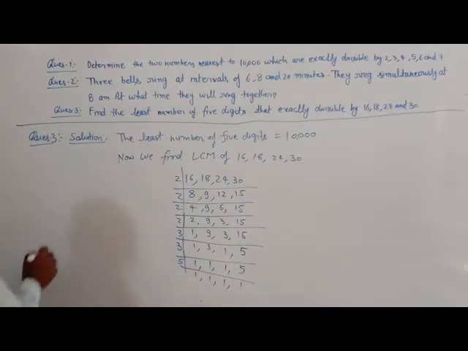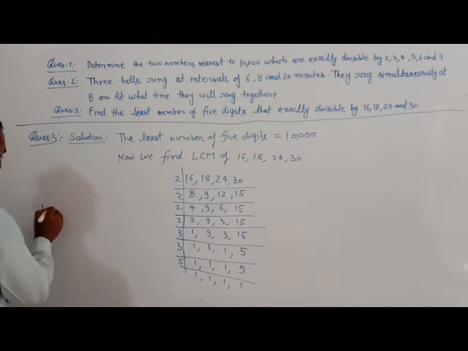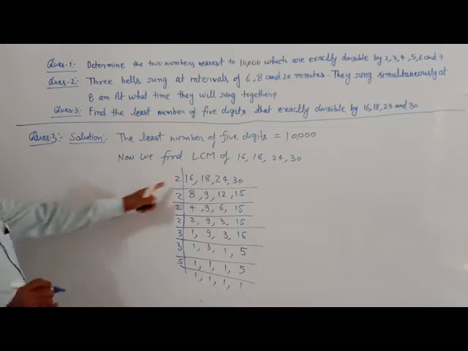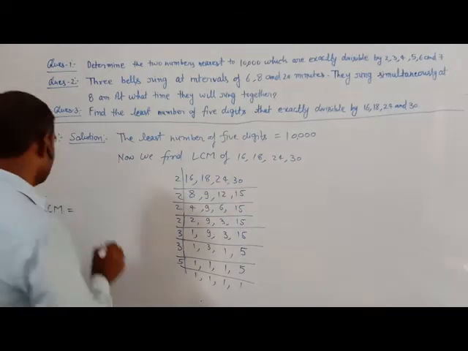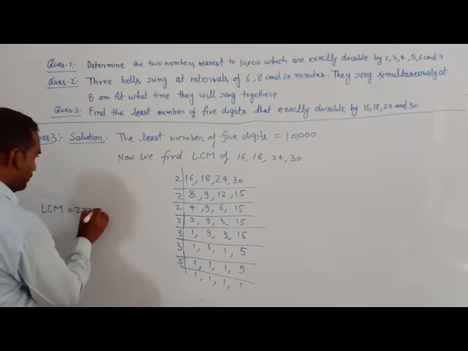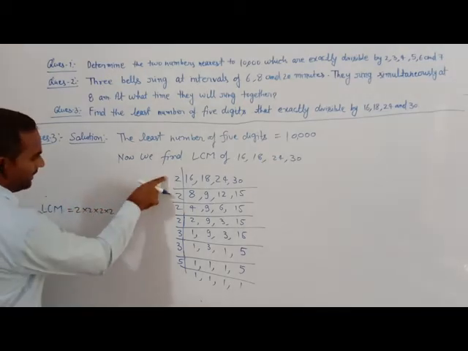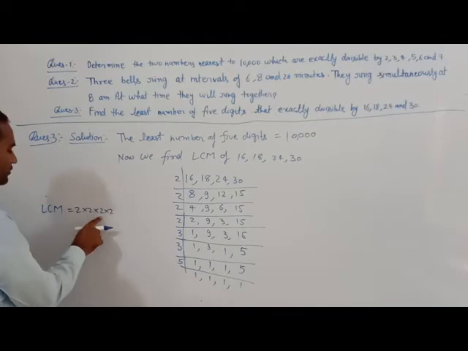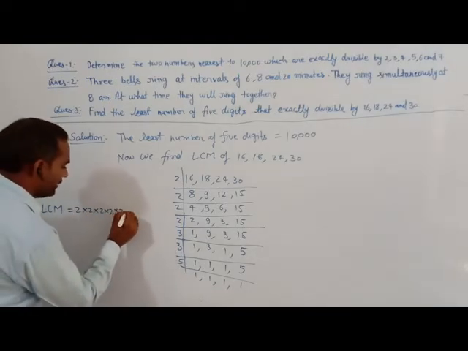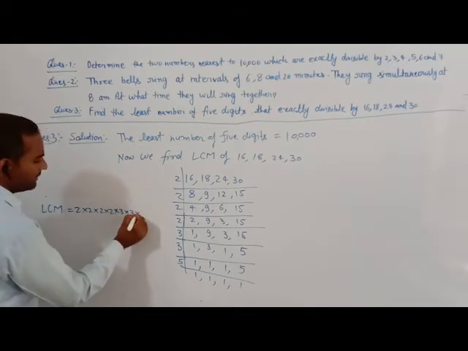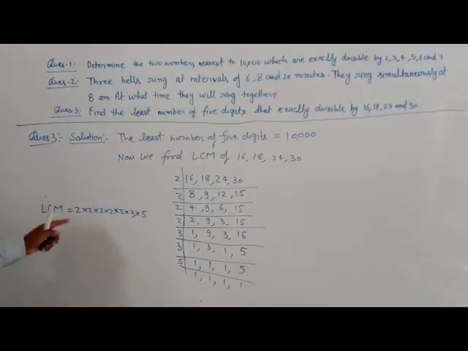LCM of 16, 18, 24 and 30 is 2 into 2 into 2 into 2 into 3 into 3 into 5. So we find the LCM of the given numbers.